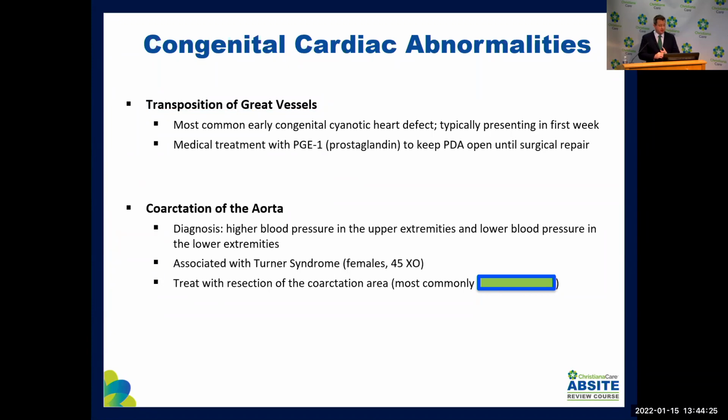Coarctation of the aorta. This one clinically, you're going to have the different blood pressures in the arms and the lower extremities. In the question stem, again, they give you the most common scenario, and that's going to be an association with Turner syndrome or the 45XO genetic mutation. Treat that with resection of the coarctation area, and that's most commonly what?